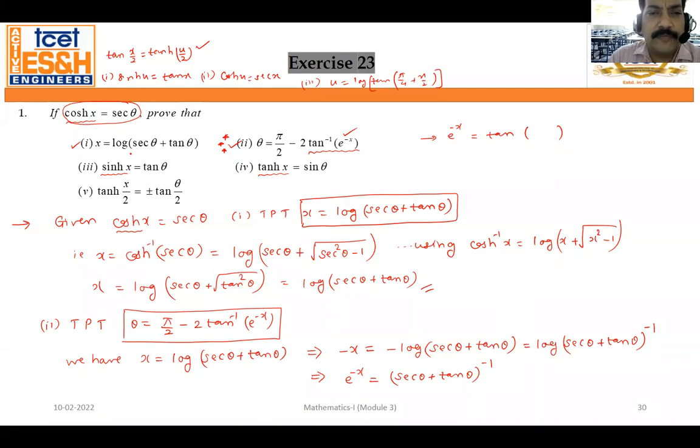So the first result comes to me in the form of e raised to x. And if it comes in the form of e raised to x, then e raised to minus x can also come. I can easily get my e raised to minus x. In that way my first result can be linked with this by focusing on e raised to minus x. So to prove theta is equal to pi by 2 minus 2 tan inverse e raised to minus x, we have x is equal to log of sec theta plus tan theta.